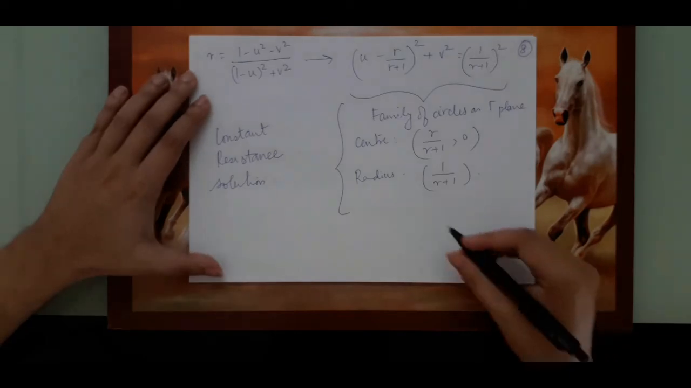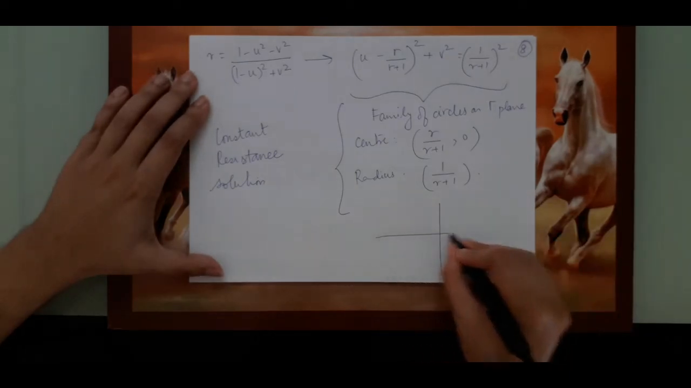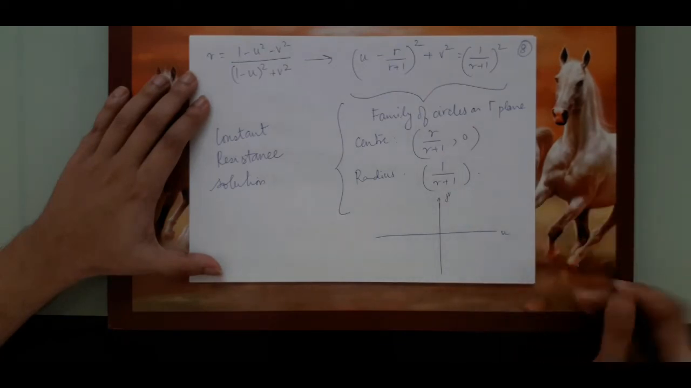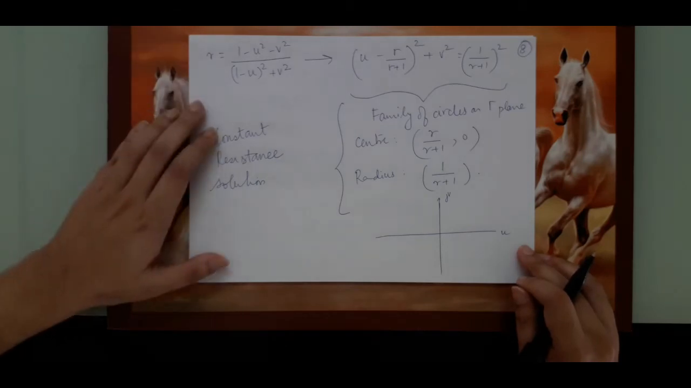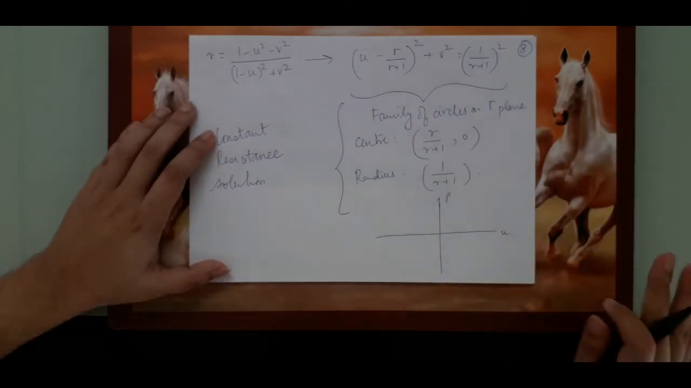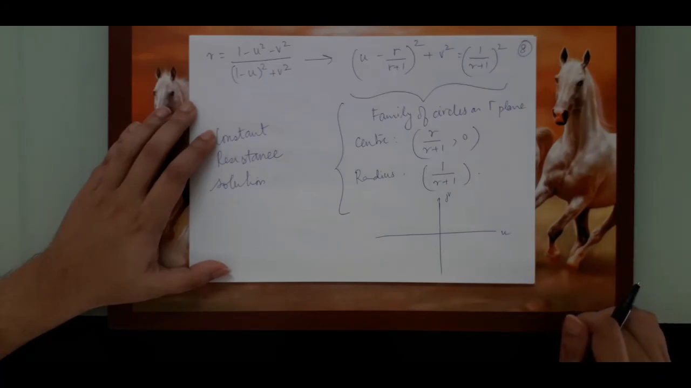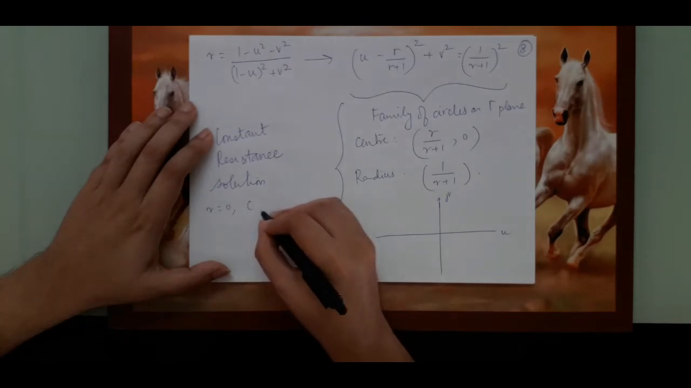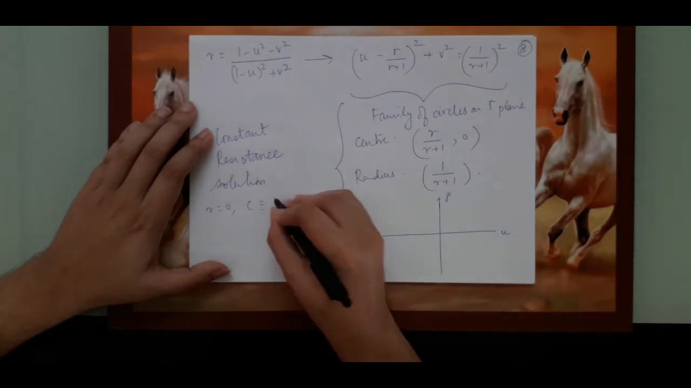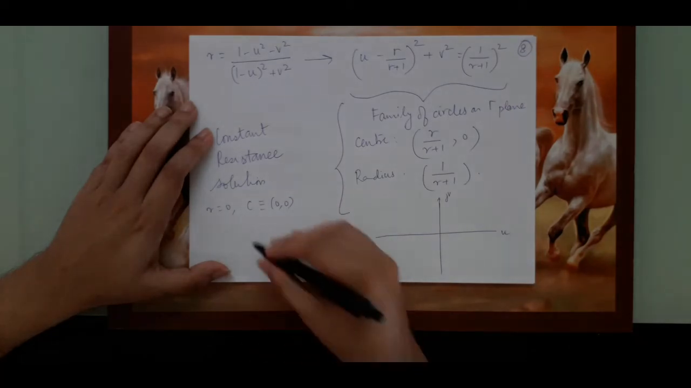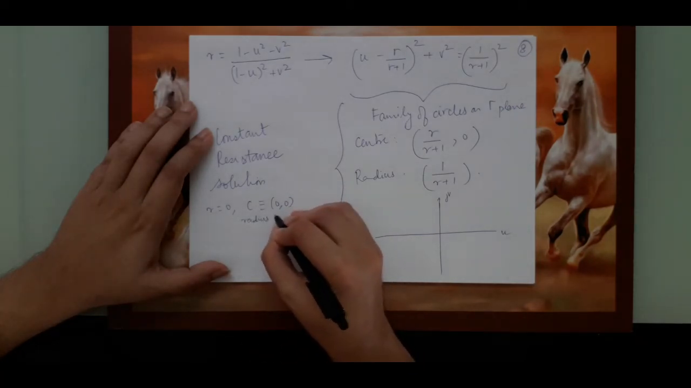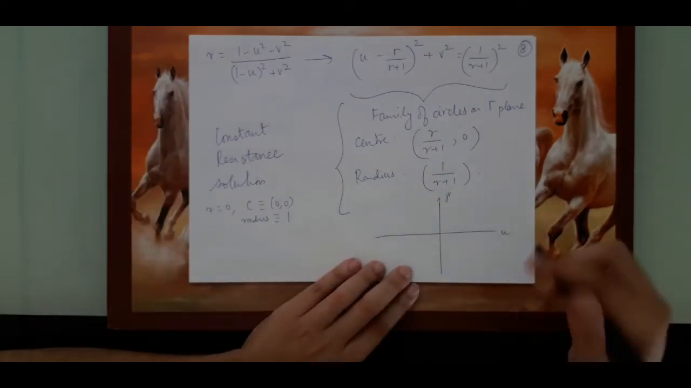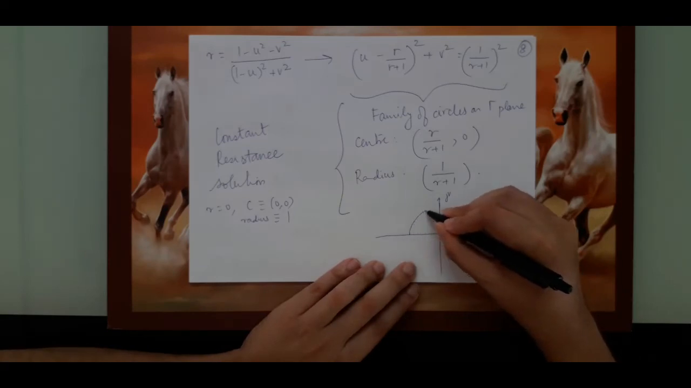Now, I have, this is my U axis, this is my JV axis. Let's first put a simple case, R equal to 0. So if R equal to 0, the center will be 0 comma 0 and the radius will be 1. So if the center is 0 and radius is 1, what will it look like? It will be nothing but the unit circle.